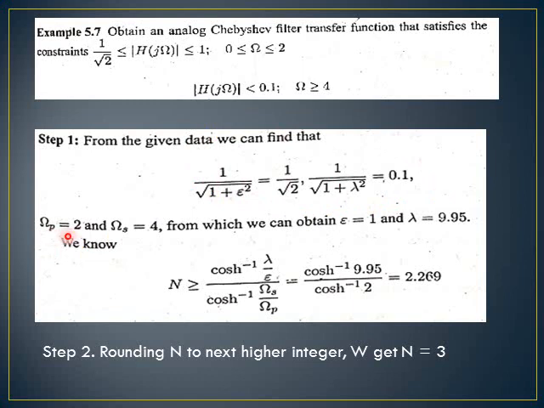So here the value of omega p is 2 and omega s is 4. Substitute the values in this and we get the answer as n is equal to 2.269. The second step is to round off n to the next higher integer and we get n is equal to 3.